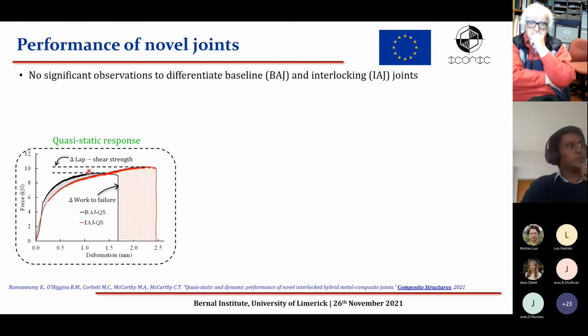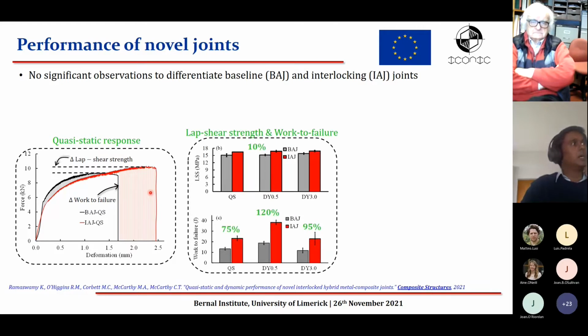Now, comparing the force deformation curves presented in the left corner of the slide, the black lines correspond to the baseline joints without any interlocking features, and the red lines correspond to the novel joints, which we call interlocking adhesive joints. As we can see, there is a reasonable increase in the peak loads, which converts into an increase in lap shear strength, and there is a massive increase in energy absorption, which is calculated as the area under the curve. So this reflects on the lap shear strength and work to failure.